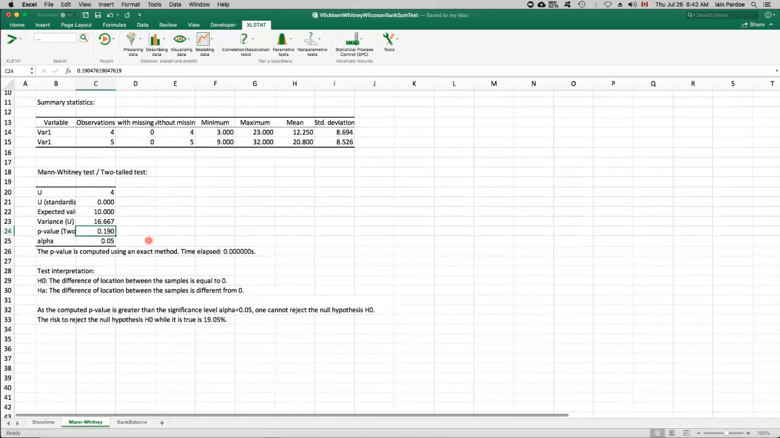And we can see that the two-tailed p-value is, if we look up here for a little more accuracy, 0.1905. And as the computed p-value is greater than the significance level, we cannot reject the null hypothesis. Okay, so these 2 distributions look like they could well be identical.